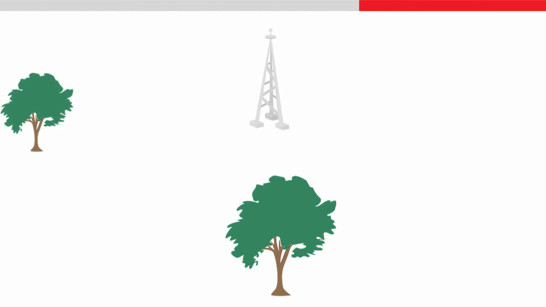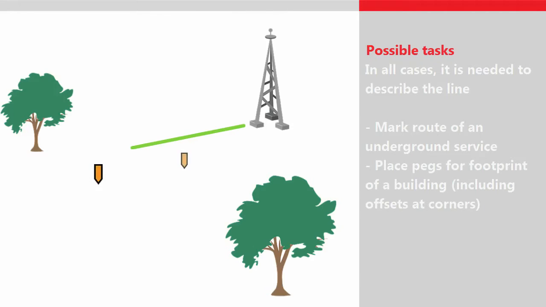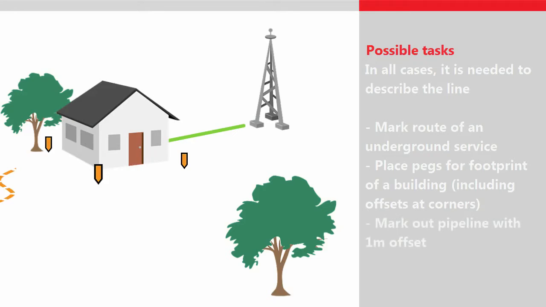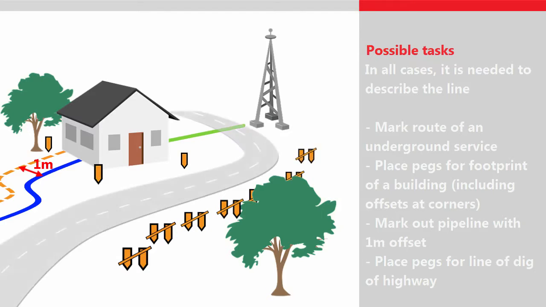Before looking at the apps and what they can do, let's remind ourselves of what the possible tasks may be. In all cases, it is basically wanted to place pegs or spray marks on the ground which describe the line. For example, mark out the route where an underground service should be constructed. Place pegs for the location of a building footprint, including the offsets to the building. Mark out the route of a pipeline at a 1 meter offset. Or place pegs along a new highway construction to define where an excavator should start to dig a 1-in-2 slope.